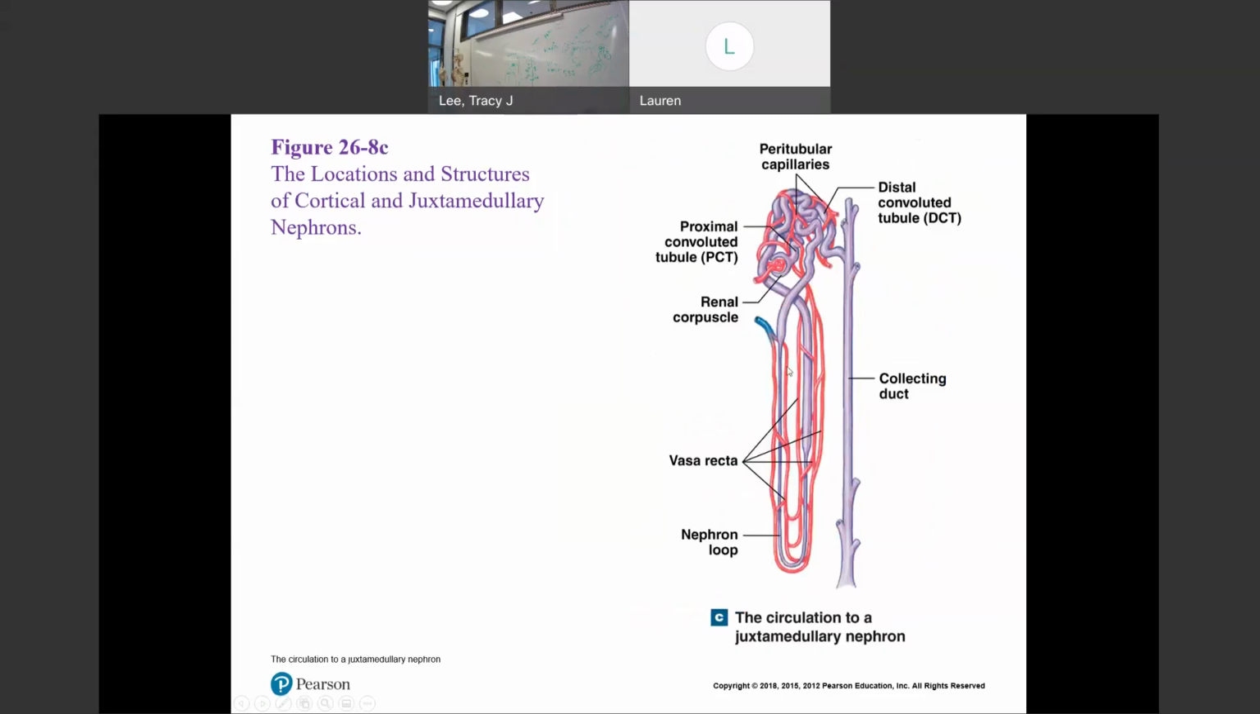They use vasa recta more on the deep juxtamedullary ones than usually on the cortical ones. They tend to call them mostly peritubular capillaries. And then these ones where they really dip down in the medulla, they tend to use vasa recta more on those.